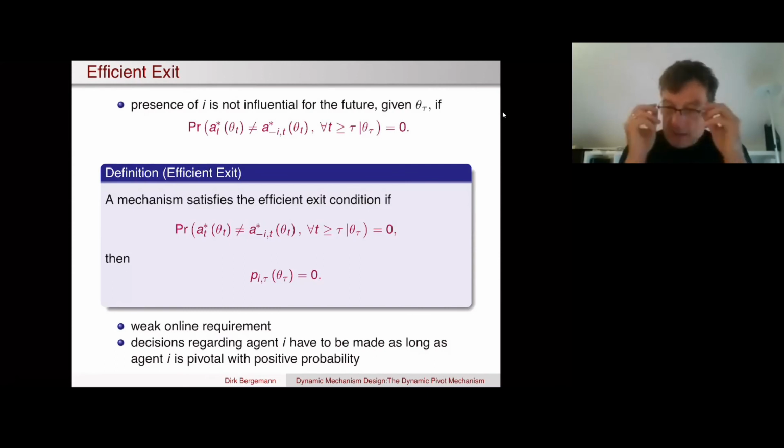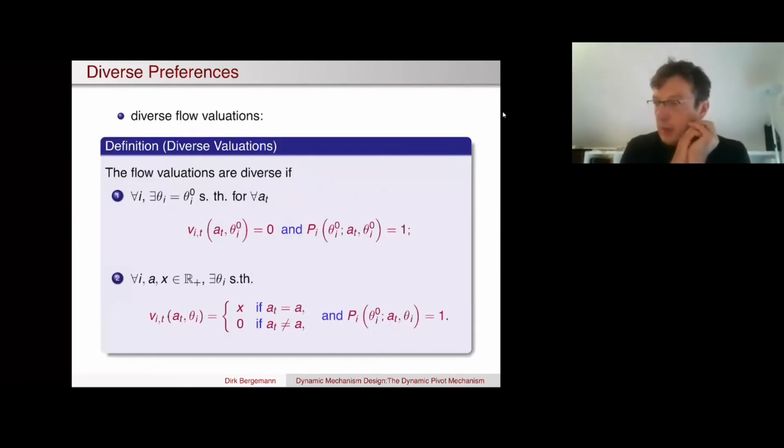So that basically says, if we are in an online setting, a setting where we're all present all the time, then only when there's a need for us to be present will we have to make payments. A second condition is that the valuations are diverse, and by this we simply mean that for every agent there exists a state in which he's not interested in the allocation anymore, where his gross utility is zero, and whenever that happens, it will also remain in that state forever. So that's sort of a dormancy or an exit state, if you wish.